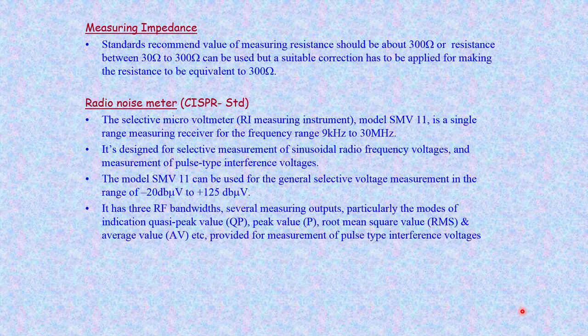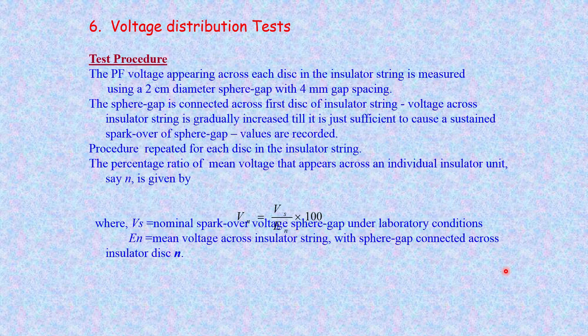So, good morning. We are looking into the radio noise measurements, RIV measurements for the insulator strings, line hardware, and power connectors of the high voltage equipment which are to be used for high voltage transmission. These are very important radio interference measurements, which are to be carried out in the laboratory before the equipment is installed in the field.